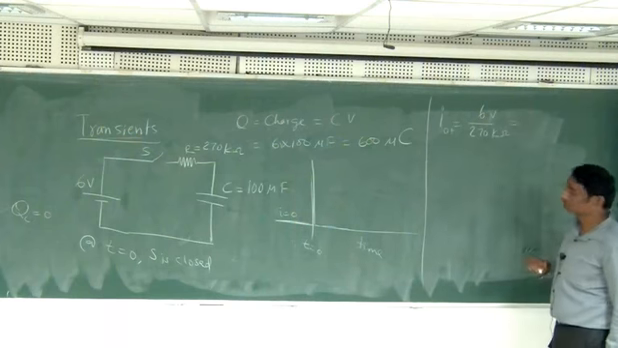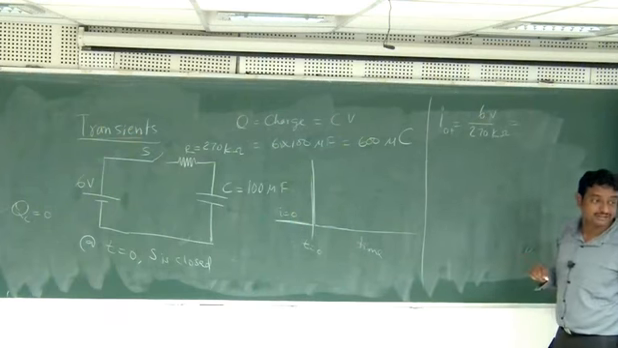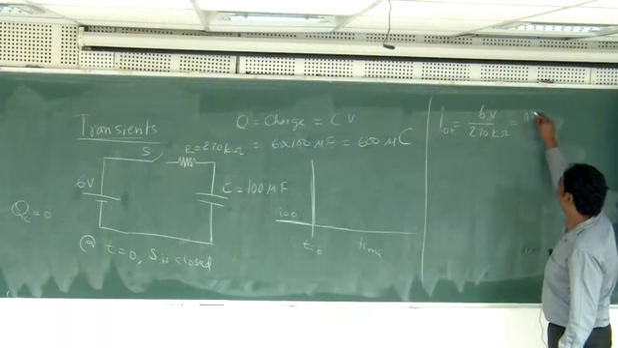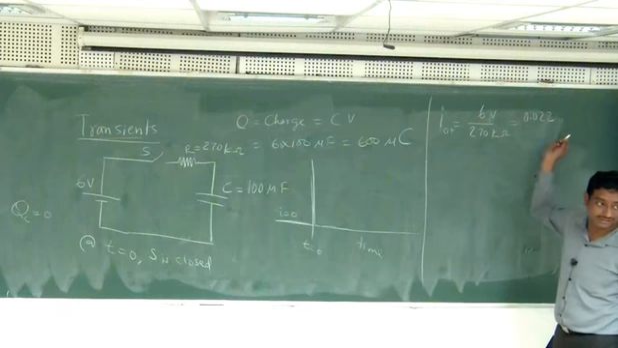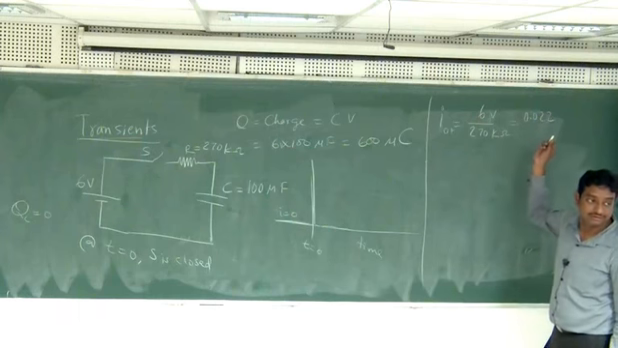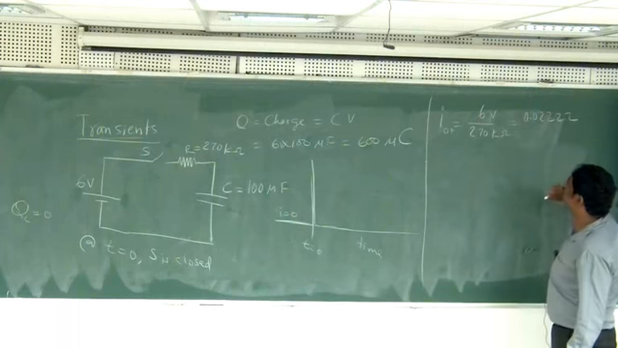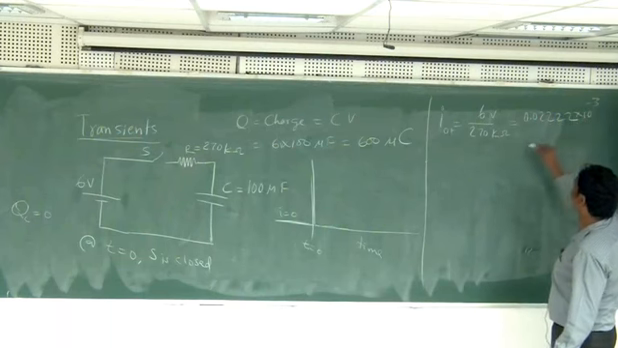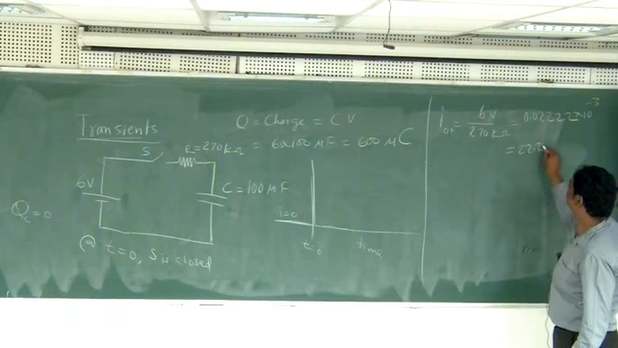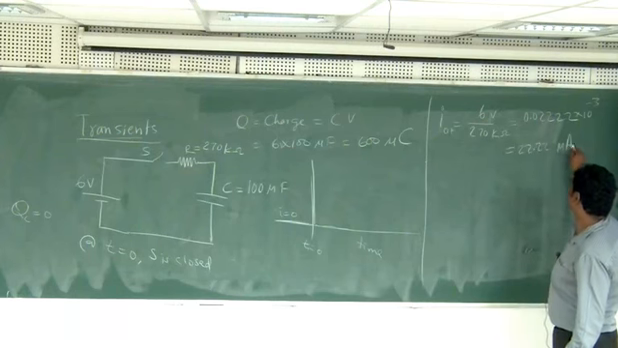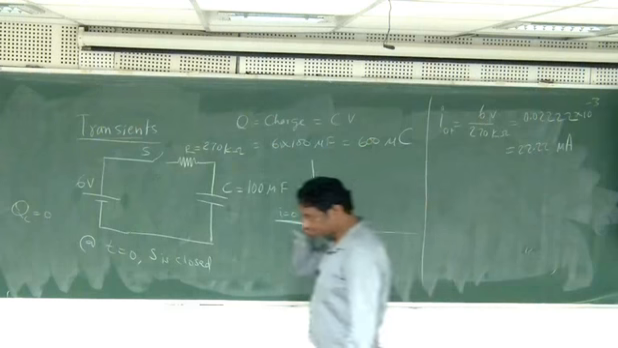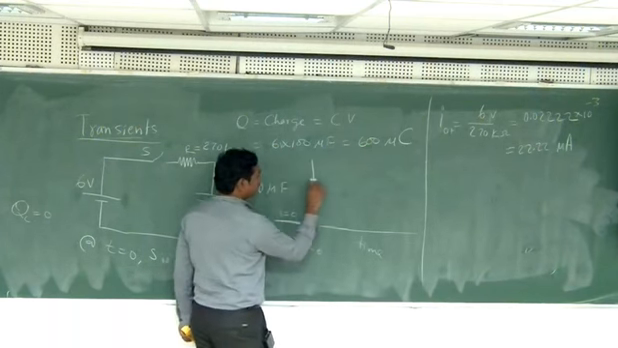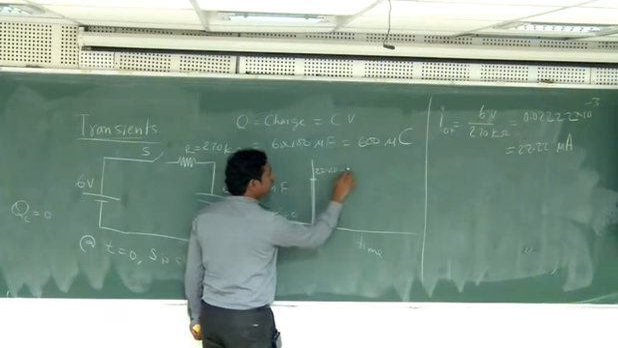So how much is this? I need more decimals. It is into 10 power minus 3. So I'll write it as 22.22 microamperes. I'm just converting into microamperes. So the current will jump to 22.22 microamperes.